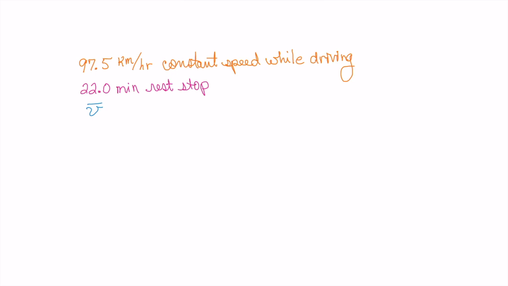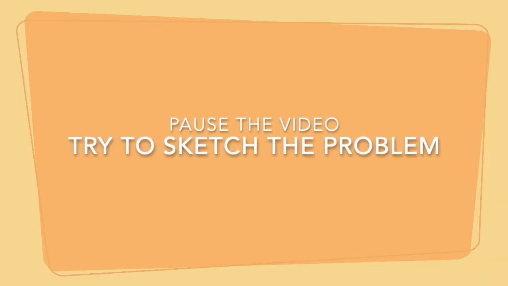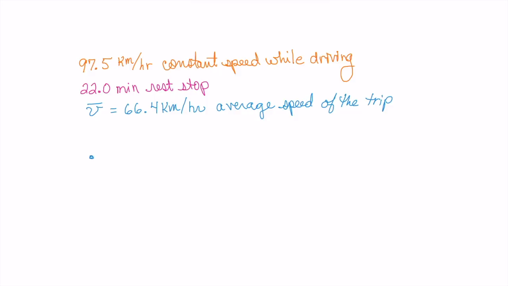And I know this one's a little odd, but if you can just come up with some kind of sketch, it's going to help you understand the relationship among some of the variables. All right, I'm going to sketch this as just a straight line, and I'm going to put a little blip in the middle where that little blip is going to show where we stopped for 22 minutes. And this straight line is going to show my distance, my total distance that I drove.